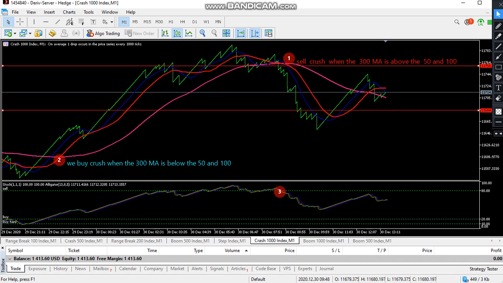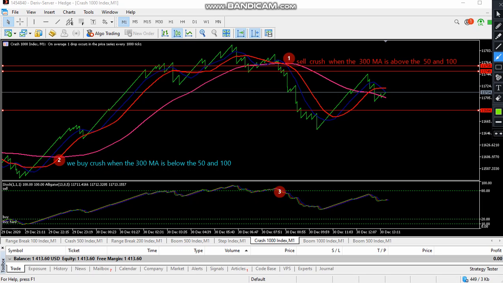In order for you to sell Crash, number one, you need to wait for the 300 moving average to be on top of the 100 and then the 50. You don't need to chase the market, just wait for perfect setups like this, then you enter. You get an early entry. Don't be worried about bigger spikes on top there. Look at it, your entry should be here, where it crossed. That's when you enter. Look at the profit.